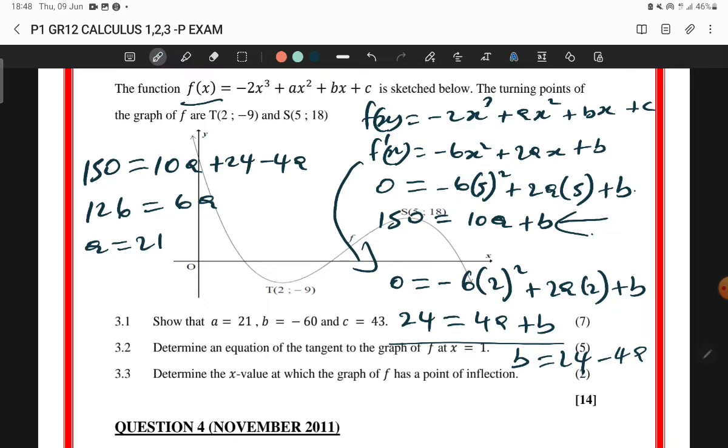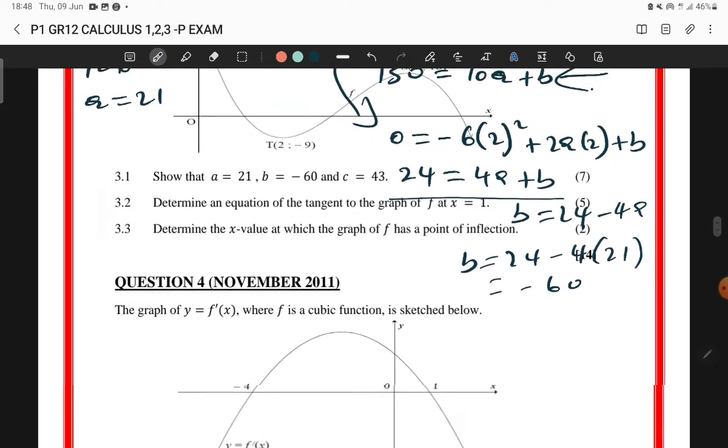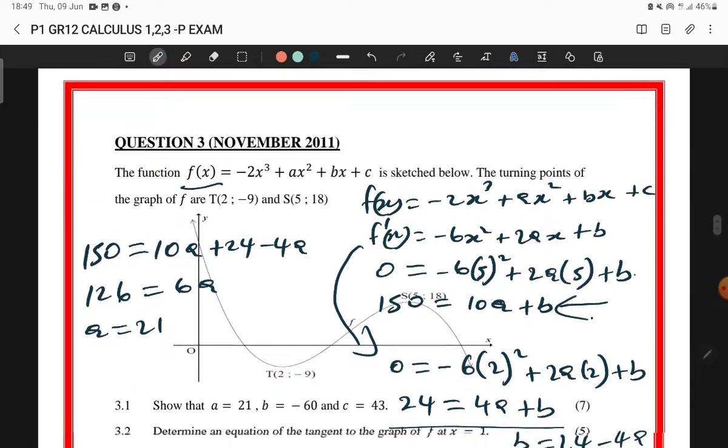Then we go to b. In the place of a, we put this 21, so we have 24 minus 4 times 21. Then our b becomes negative 60. Yes, so that is what we have for now.